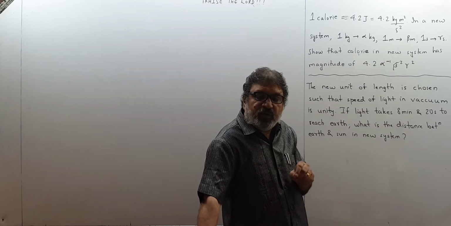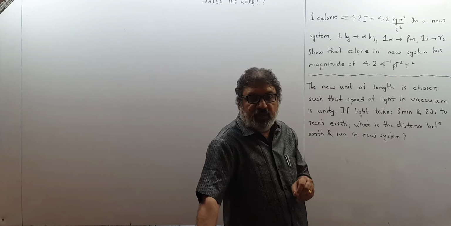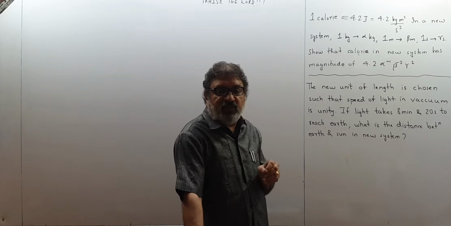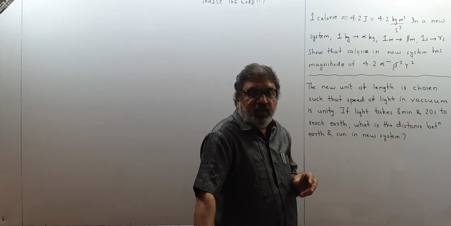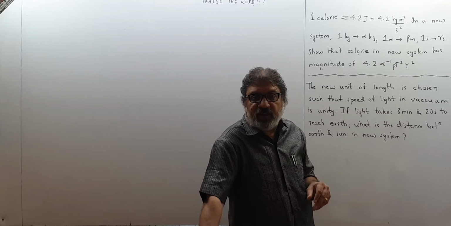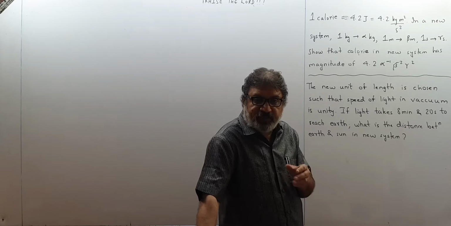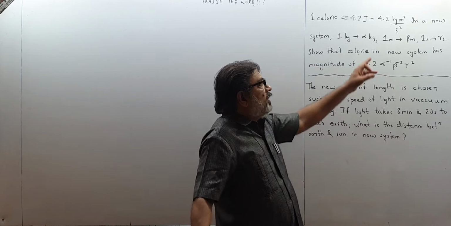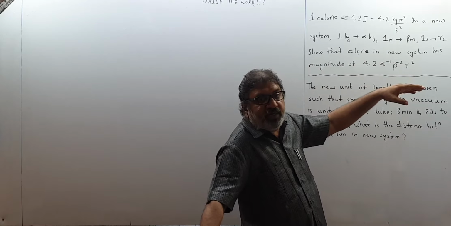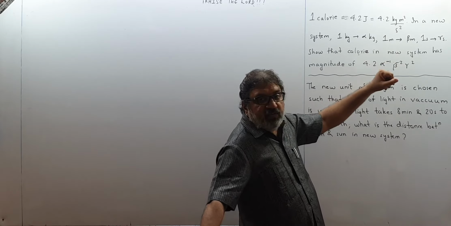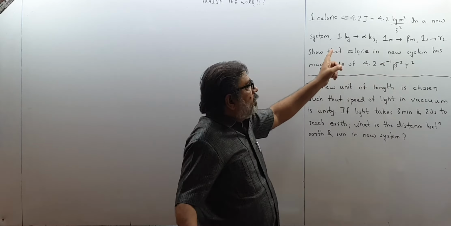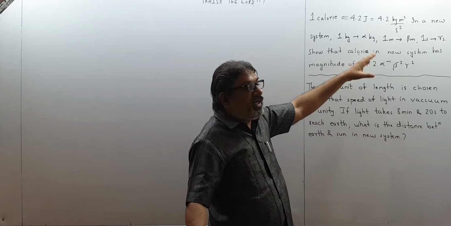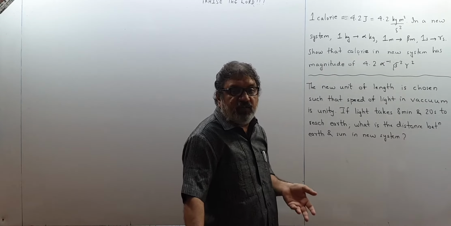Calorie as a unit of energy, rather heat energy, is used only in nutritional science. If you see any food products, so over there on the label, on the box it is written how many kilocalories or calories are there. So calorie is 4.2 joule actually, and joule is kg meter square upon second square, correct unit of energy in SI system. In a new system, instead of 1 kg, we are taking alpha kg. We are changing the system.